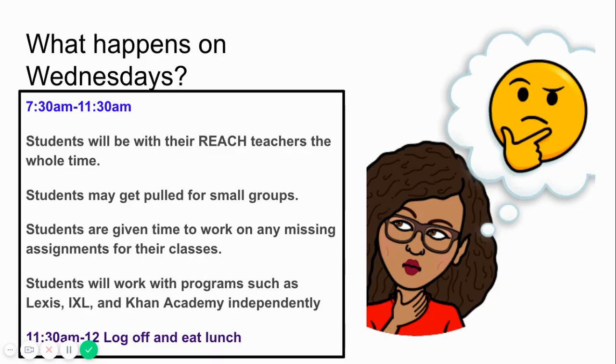What happens on Wednesdays? Wednesdays, the schedule is from 7:30 a.m. to 11:30 a.m. for all students. Students will be with their reach teachers the whole time. Students may get pulled for small groups during that time. Students are given time to work on any missing assignments for any of their classes. Students will work with programs such as Lexia, IXL, and Khan Academy independently.